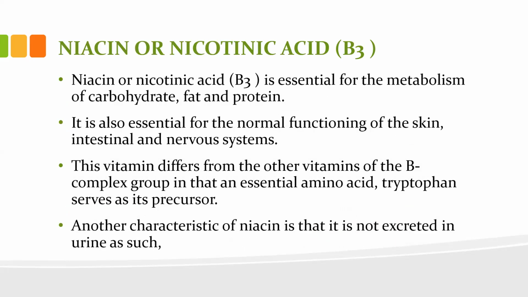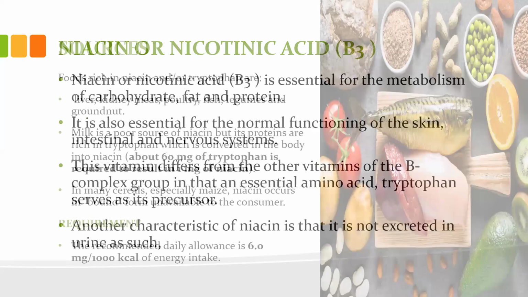The next vitamin is niacin or nicotinic acid. Niacin, or B3, is essential for the metabolism of carbohydrate, fat, and protein. It is also essential for the normal functioning of the skin, intestine, and nervous system. This vitamin differs from the other vitamins of the B complex group in that an essential amino acid, tryptophan, serves as a precursor of niacin. Another characteristic of niacin is that it is not excreted in urine as such.